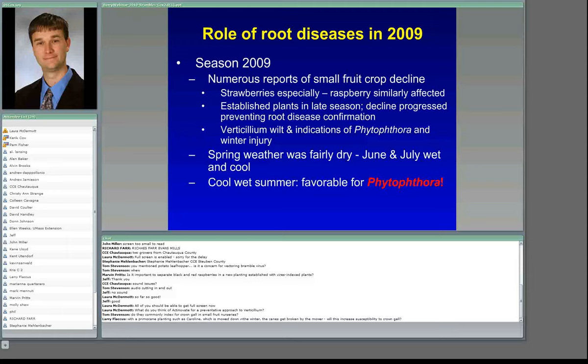In many instances, if you have cool conditions and a lot of wetness, you will run into problems with Phytophthora. And this may explain what we've had happen.